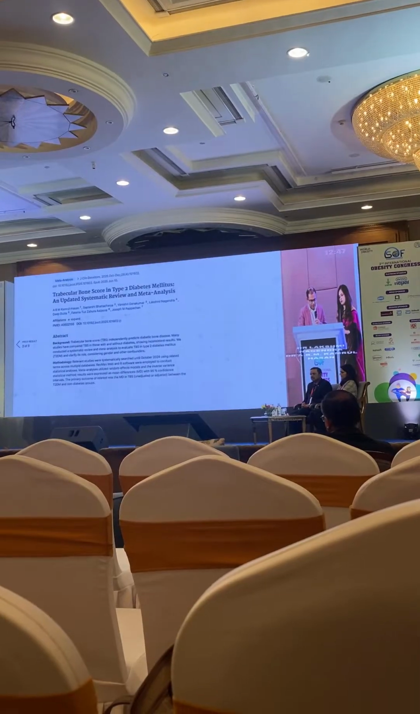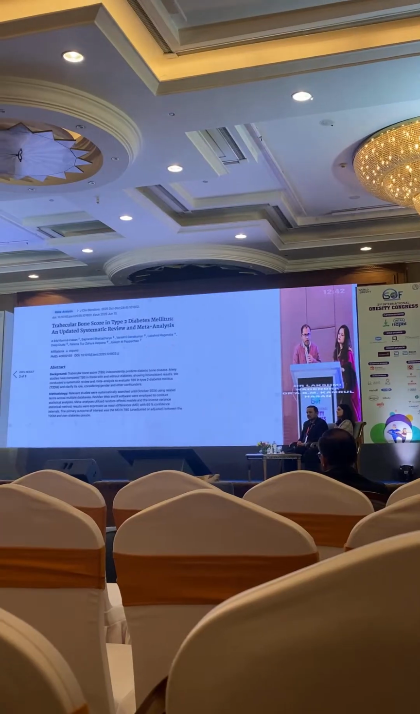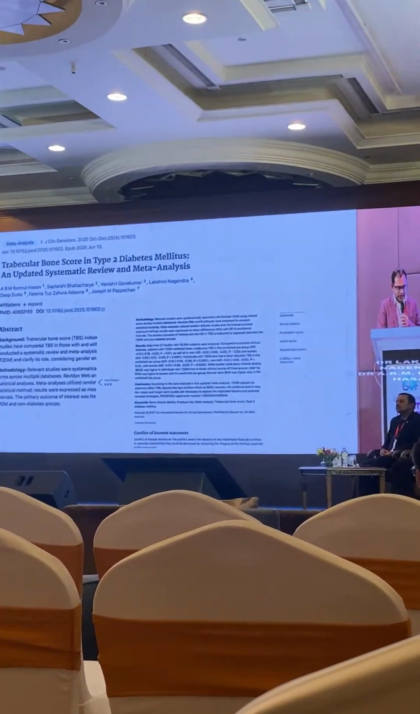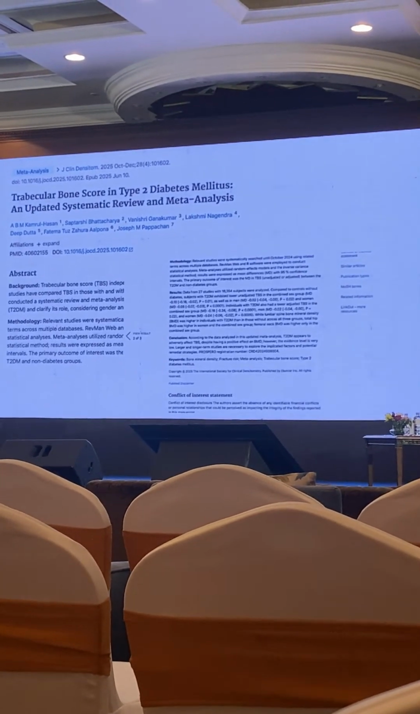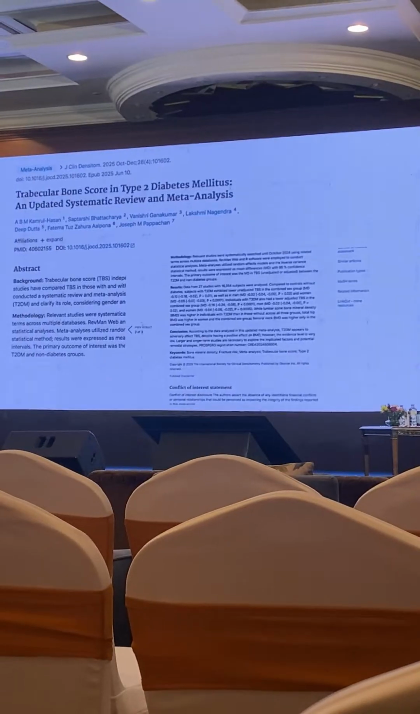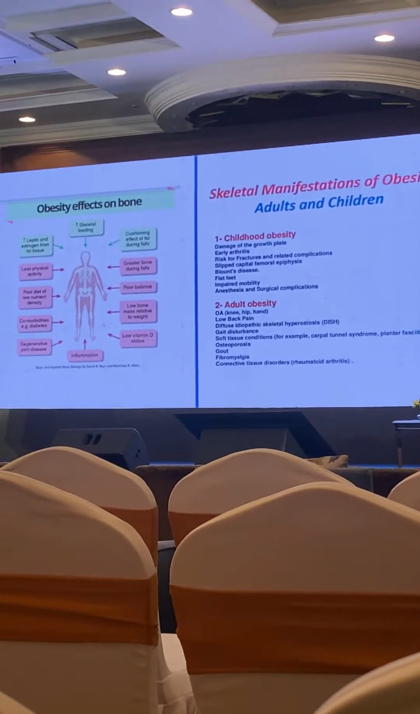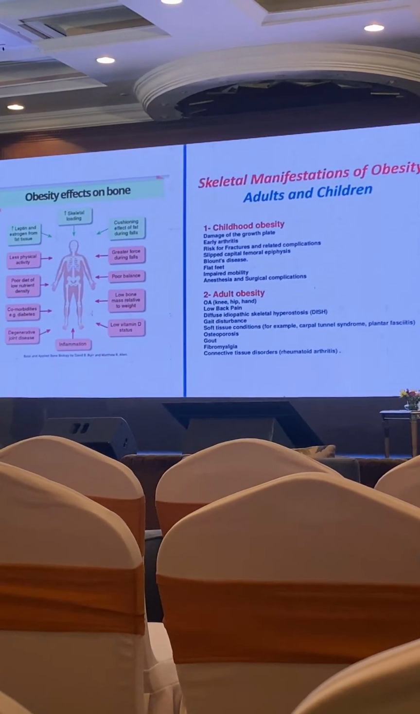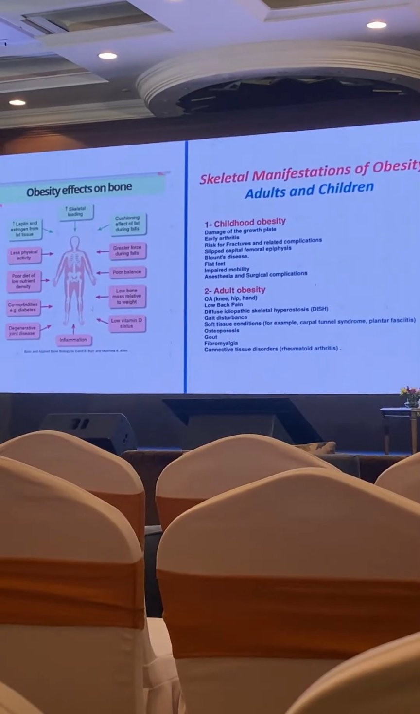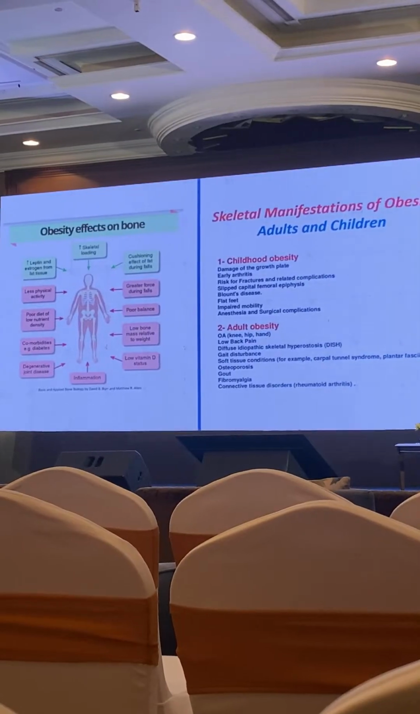This has clearly shown that even in people with diabetes, especially type 2 diabetes, often accompanied by obesity, type 2 diabetes also adversely affects trabecular bone score, despite having a positive effect on bone mineral density. So BMD is not everything, as I already told, and there are many effects of obesity on bone, starting from childhood obesity, which causes damage to the growth plate, causes early arthritis and risk of fracture and related complications, and also slipped capital femoral epiphysis and also flat feet.